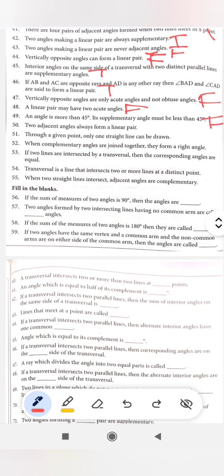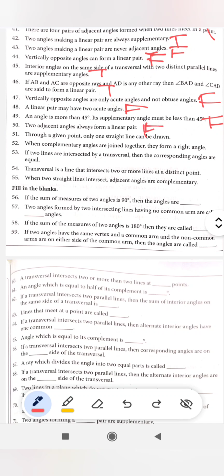Two adjacent angles always form a linear pair. May or may not be. Now see this one. Here these are also two adjacent angles, but their sum is equal to 90 degrees, not 180 degrees. So they are not a linear pair. Even if the angles are neither complementary nor supplementary, the sum is neither 90 nor 180 degrees. They are adjacent angles but not a linear pair. So this statement is also false.